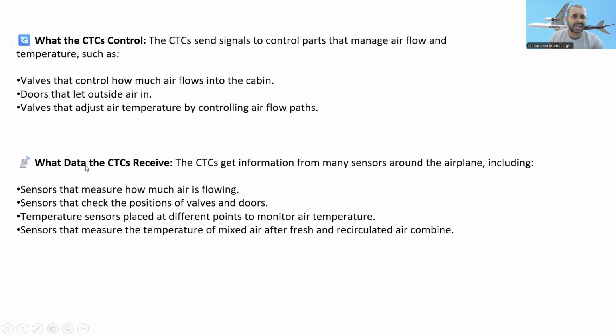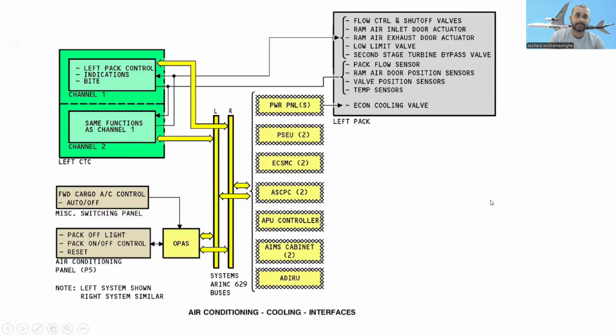And now, what data does this cabin temperature control receive? The cabin temperature controllers get information from many sensors around the airplane, including sensors that measure how much air is flowing, sensors that check the positions of the valves and doors, temperature sensors placed at different points to monitor air temperature, and sensors that measure the temperature of mixed air after fresh and recirculated air combine. All right.